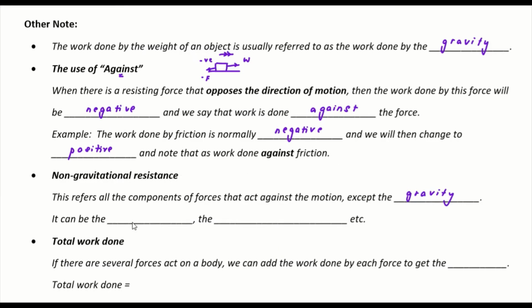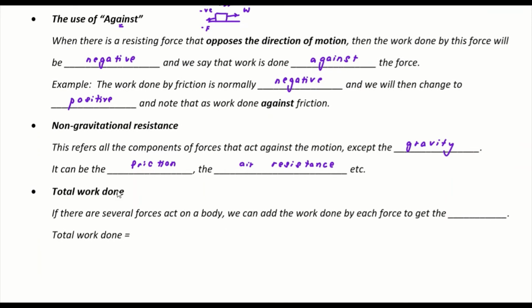So what are the examples? It can be the one that we are pretty familiar with, like the friction, or when we talk about air resistance. We didn't actually study this in great detail, but the idea of it is pretty similar to friction, which means it's all the force that tries to resist the motion. Okay, so the last thing is if we were to calculate the work done. If there are several forces acting on a body, we can add all the work done by each force to get the total.